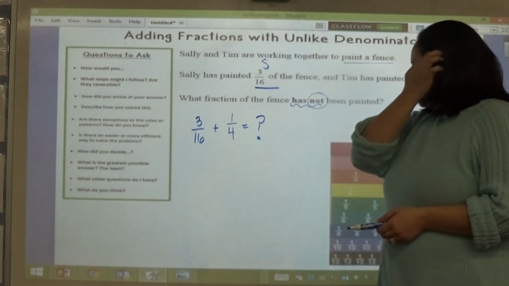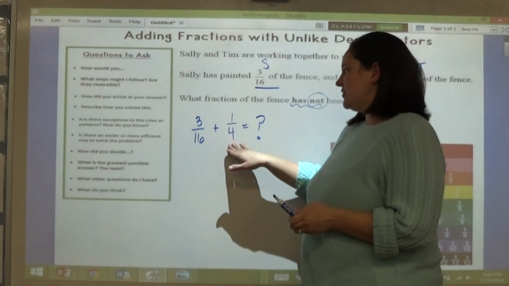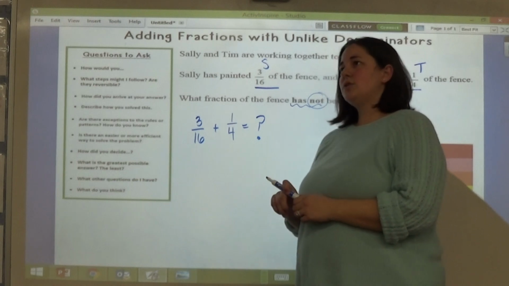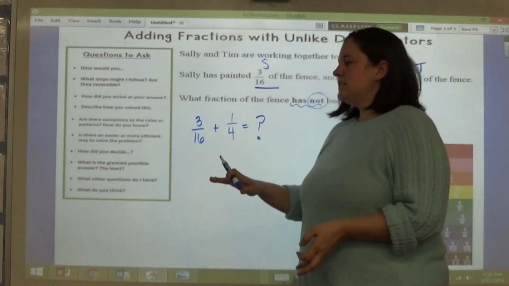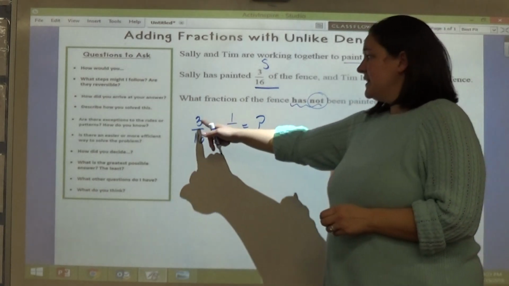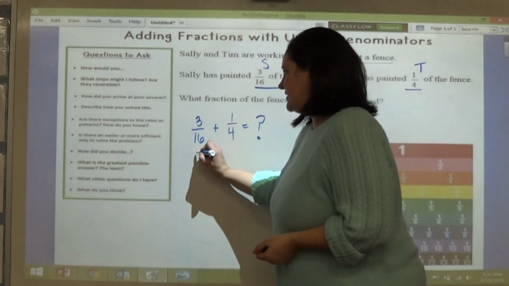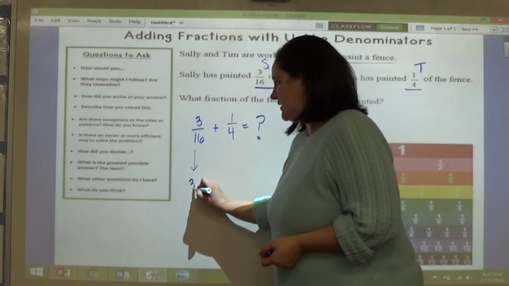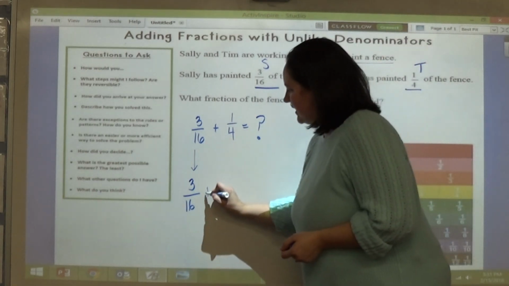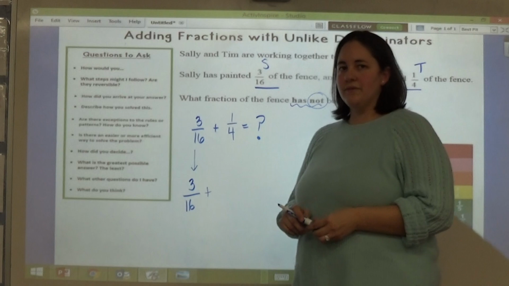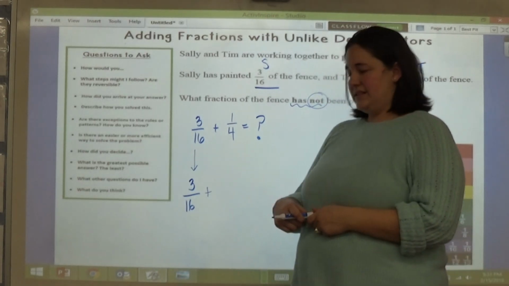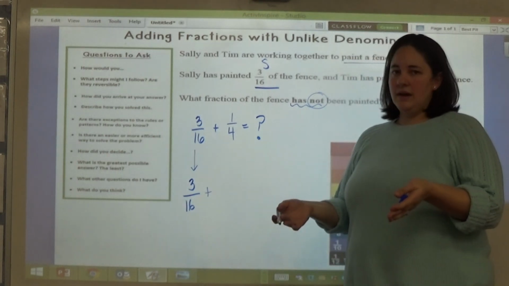16 and 4. Well, 16 is already a larger number, so let me skip count by 4s and see if I get to 16. 4, 8, 12, 16. So the denominators can both be 16ths, okay? 3/16 is going to stay 3/16. That's already in the form of 16ths. I'll just rewrite it. I'll bring down my addition sign. And now I need to figure out what 1/4 is as 16ths. We're going to find an equivalent fraction to 1/4 in 16ths, okay? I can do this in a number of ways.